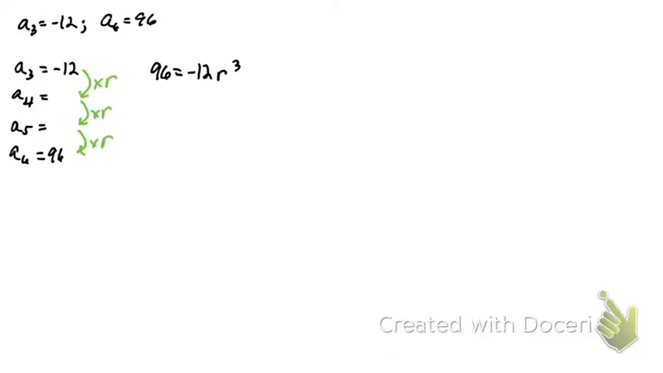So now when we do our 96 divided by negative 12 and we take the cube root of that, you should come up with this R equals negative 2. Double check. Do 96 divided by negative 12 and take the cube root.